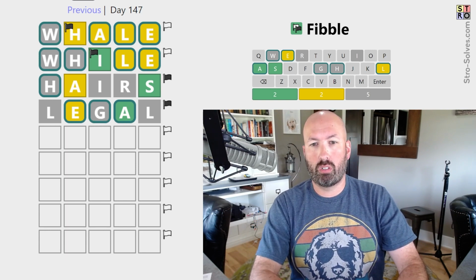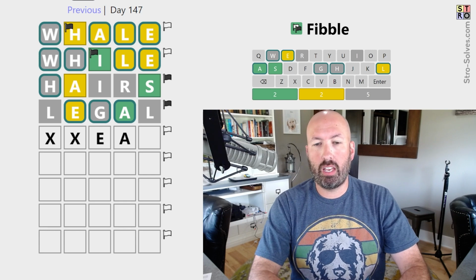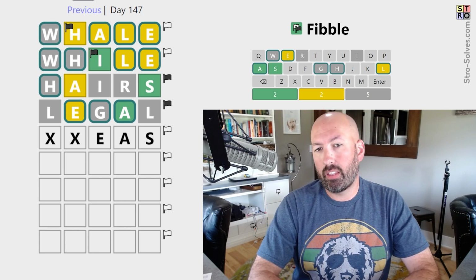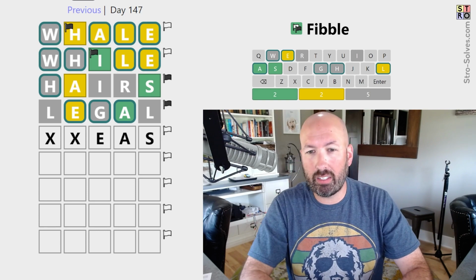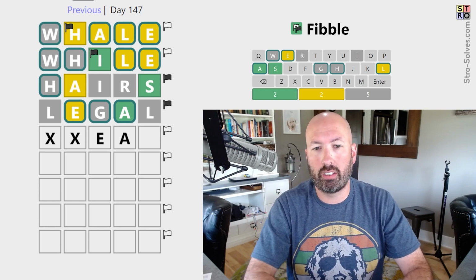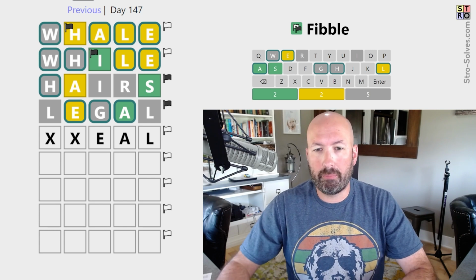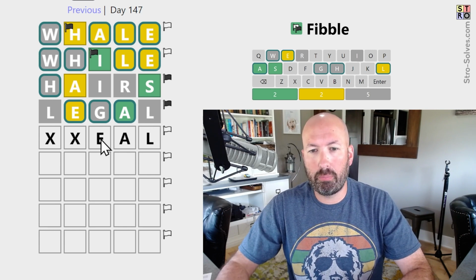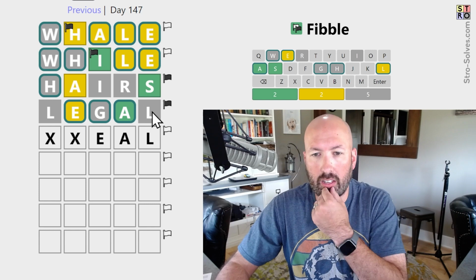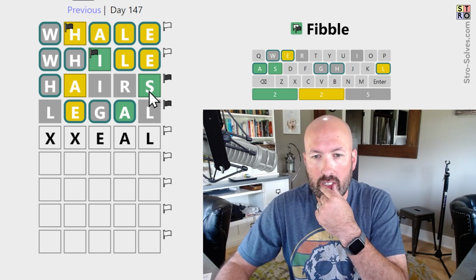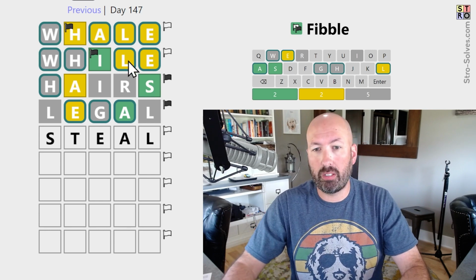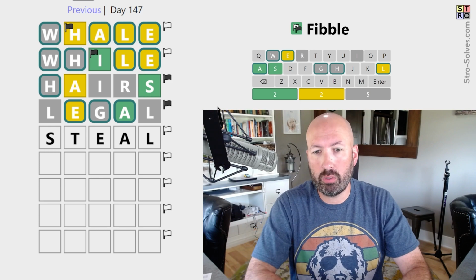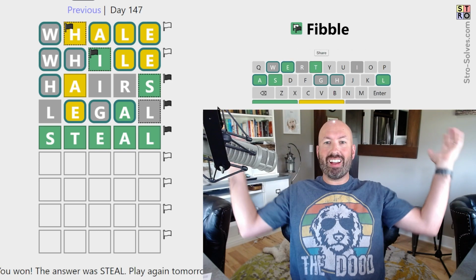So something, E, A, S, unless the S is the lie. I'm kind of thinking the S might be the lie, actually. I'm wondering if maybe it could be something like this, and this is the lie here, the L and the S. We could do steel. That S could be yellow. It's supposed to be yellow. Let's go with steel. Oh, it was steel. All right, cool.